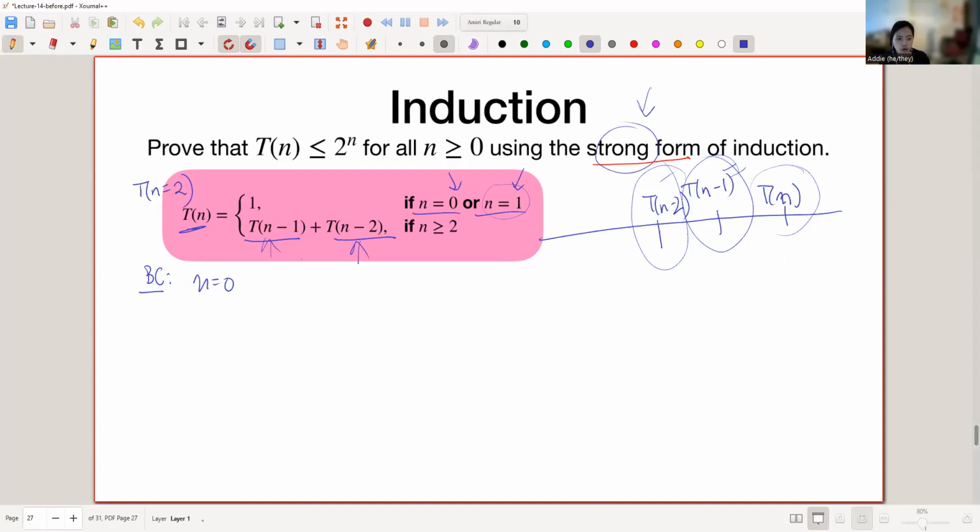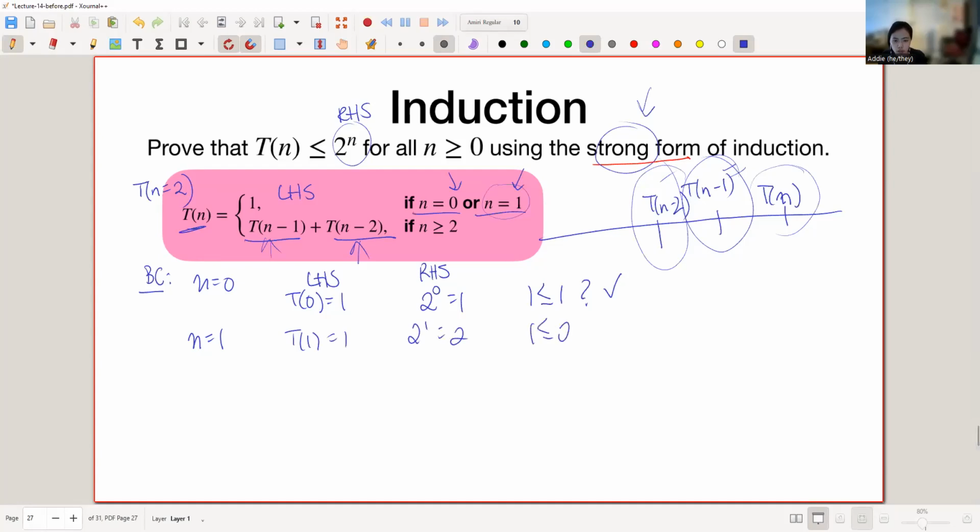So for n equals 0, this will be the left-hand side, and this will be our right-hand side. Left-hand side, T of 0 is equal to 1. Right-hand side, we have 2 to the 0, which is equal to 1. Now, is 1 less than or equal to 1? Yes, it is. So this holds for the case n equals 0. Now, n equal to 1, we have T of 1 equal to 1. We have 2 to the 1 equal to 2. Is 1 less than or equal to 2? Yes, it is. So it holds when n is equal to 1.